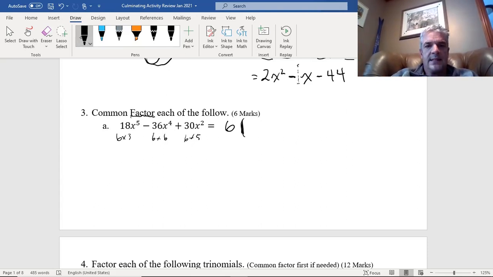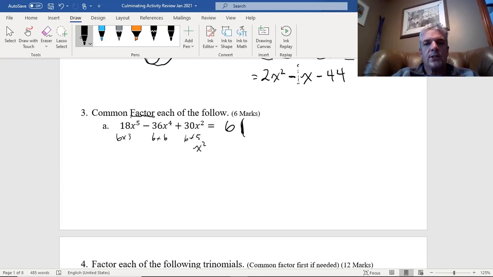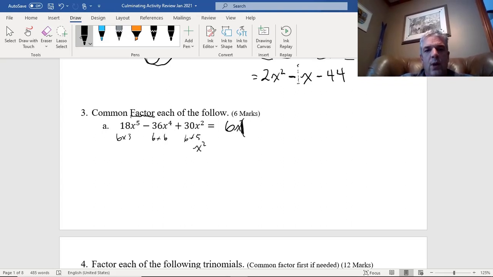Then I look at the x's, and how many x's do I have, and what can I factor out in x's? And I have a power to the 5, a power to the 4, and a power 2. So the highest x value I can take out is an x squared. So I can remove x squared there. So I'm going to put an x squared right there.